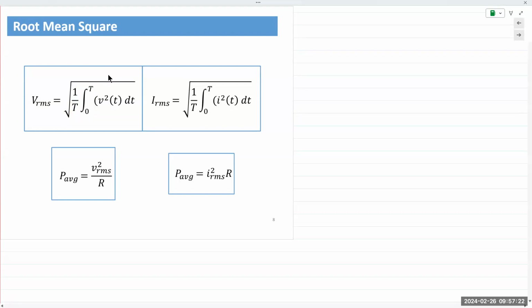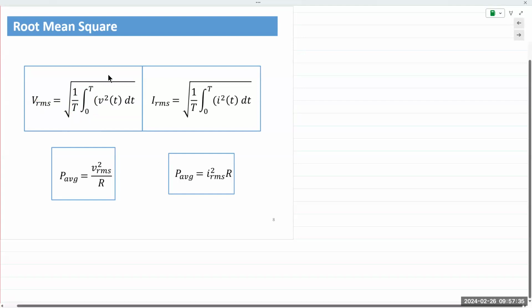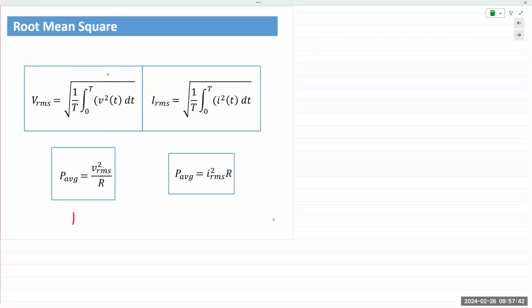So the subscript RMS stands for root mean square. You can have V_RMS, I_RMS, even for power, right? Any time-varying signal, you can find the RMS value. So P average, the equation comes from P equals V squared over R, or I squared times R. That's where it comes from.